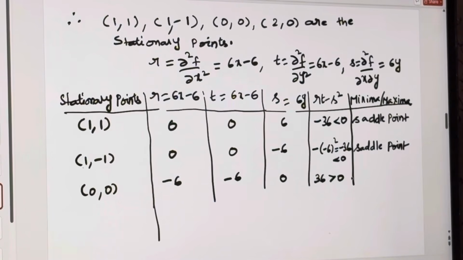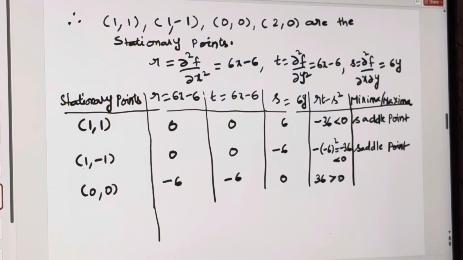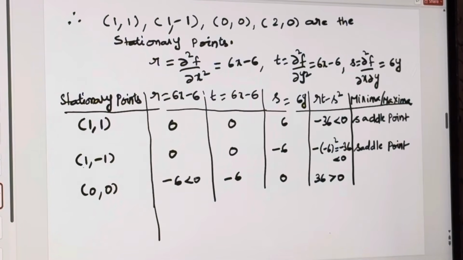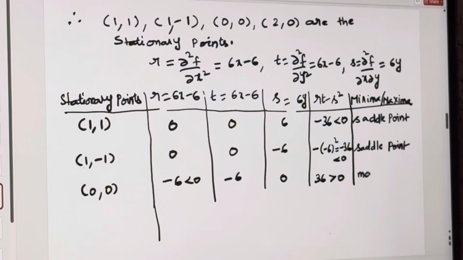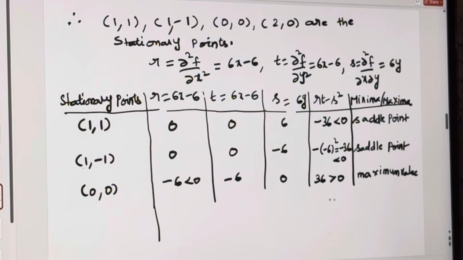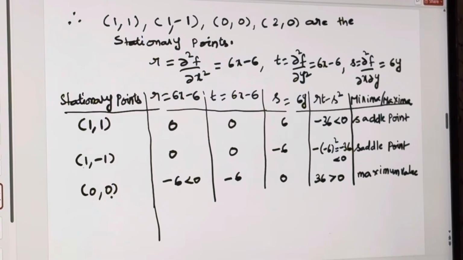If 36 is greater than 0, meaning rt minus s square is greater than 0. And what is the value of r? r is minus 6 which is less than 0. Okay, so r less than 0 है और rt minus s square greater than 0 है. इसके लिए function is going to have which value? The function is going to have maximum value. Okay, f of x comma y is going to have a maximum value at the point 0 comma 0. That is the meaning. The last point 2 comma 0.